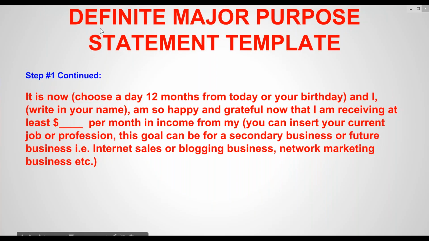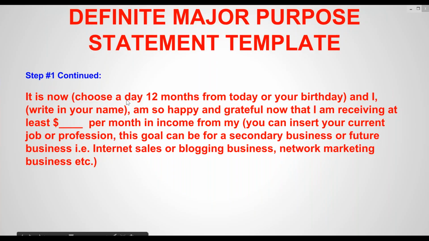Now, I suggest you guys and gals take notes because this is really critical stuff. Step 1 is that you must choose a goal 12 months from today or your birthday. And there is a formula to our statement. We must express happiness and gratitude. Why? Because those are states that we want to be in. So the statement starts by choosing a date 12 months from today or your birthday. For me, it's my birthday. And I am so happy and grateful now that I am receiving.